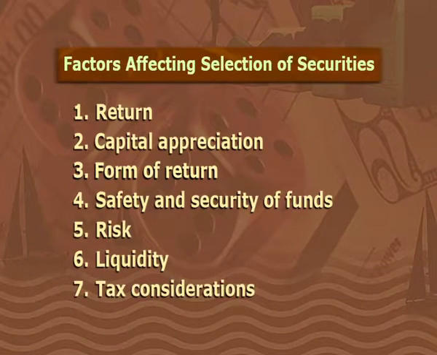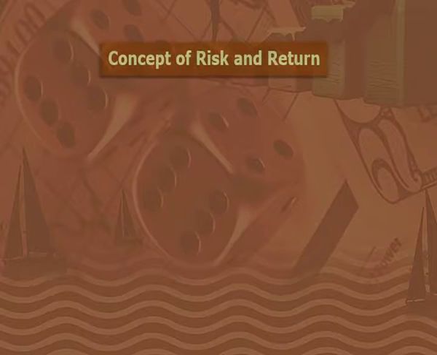Number 7, tax considerations. Any individual's first choice of securities rests on the tax implications. The securities that minimize his tax burden would find a place in his basket of securities. Friends, let's get into the details of the concept of risk and return.